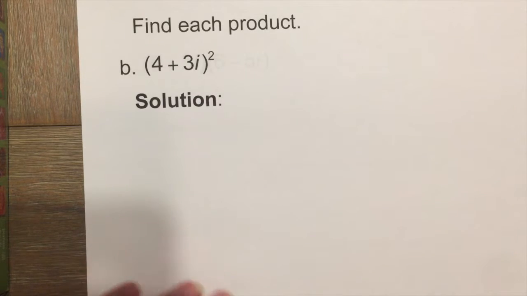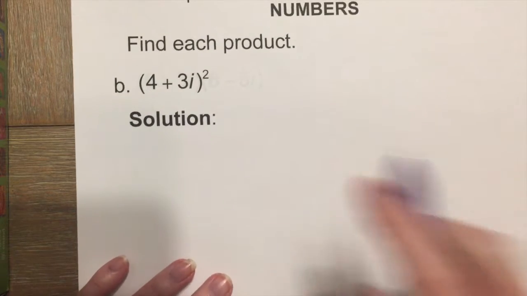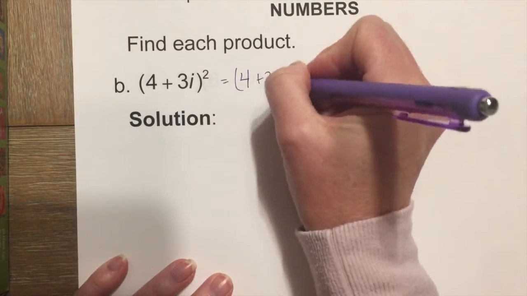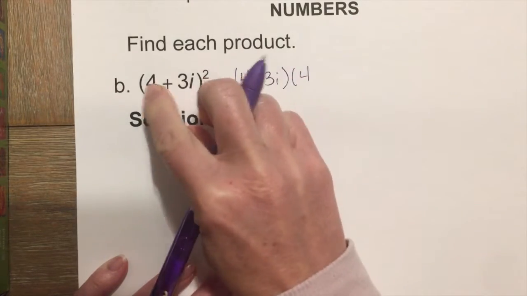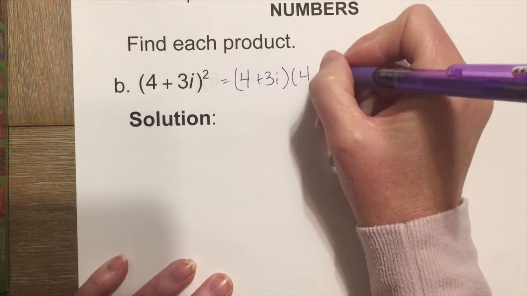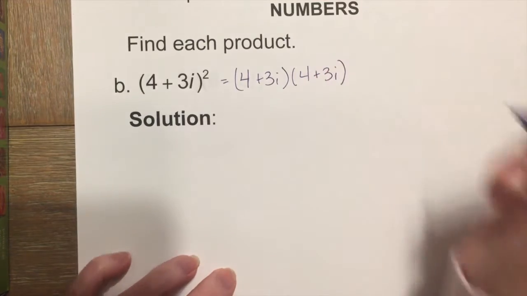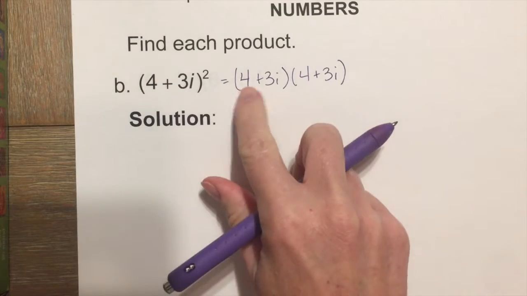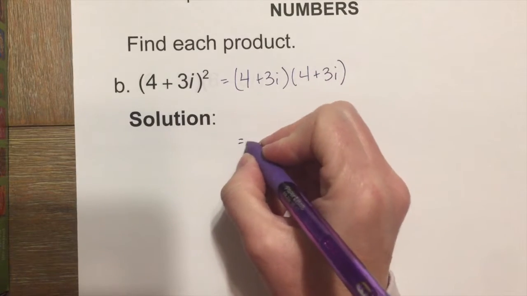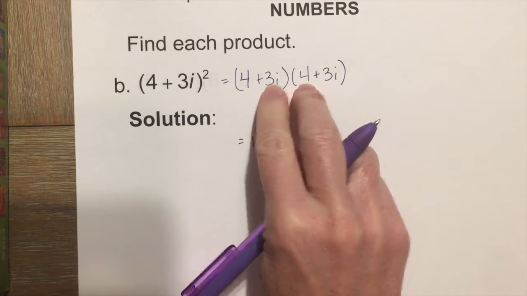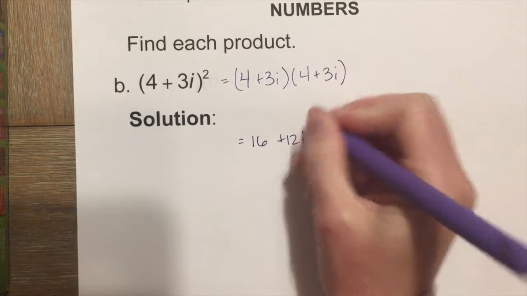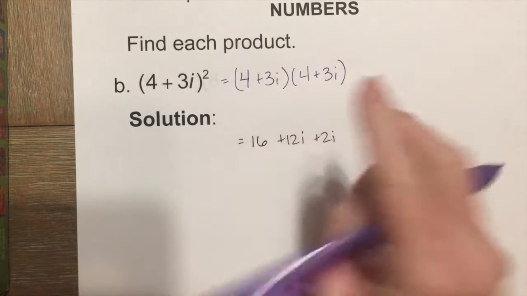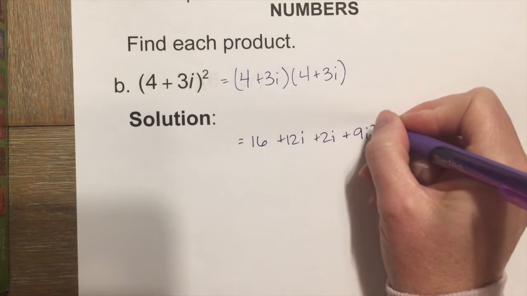This is multiplying again. This is the situation where you have to remember to write it twice. Some of you like to just square this and call it a day, but we don't want to get a wrong answer. So since I used box method last time, I'm going to use FOIL this time. So my first terms would be 4 times 4, or 16. My inner term would give me a plus 12i. My outer term would give me another plus 12i. And my last terms would then give me my 9i squared.